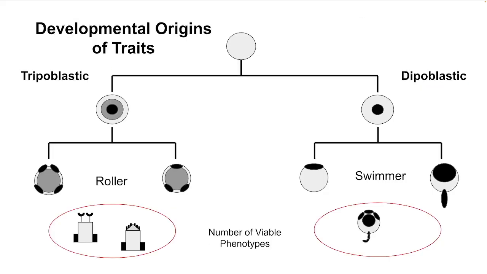Finally, we have developmental origins of traits. So we take that evolutionary tree and we think about it explicitly in terms of its development. And we think about then how development proceeds to different layered precursors. So on one side we have the triploblastic or three-layered precursor. On the other side we have diploblastic or the two-layered precursor. And this recapitulates what we see in nature. The triploblastic case gives us the roller, and the diploblastic case gives us the swimmer. And we can see that this yields a number of viable phenotypes, and we can classify those.